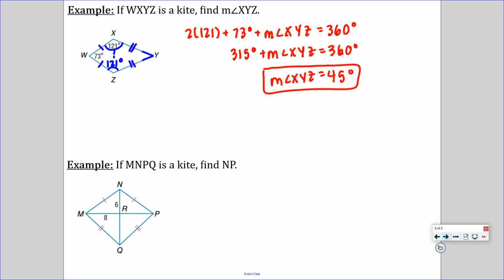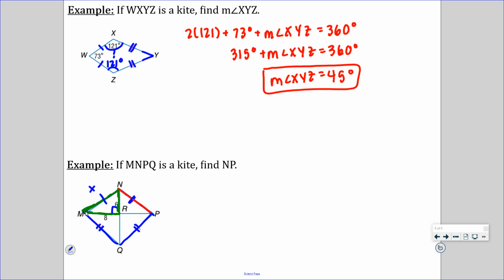Okay, so this one says this is a kite, and we can tell by them showing us these two pairs of consecutive congruent sides. They want us to find NP, this length. Here's what I know. I know this length is 6. I know this length is 8. And I know these are perpendicular. That's one characteristic about kites: diagonals are perpendicular. So I can find MN in this little right triangle using Pythag. And I know that's going to be congruent to the side I'm trying to find, NP.